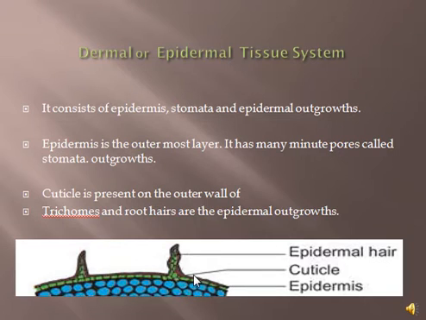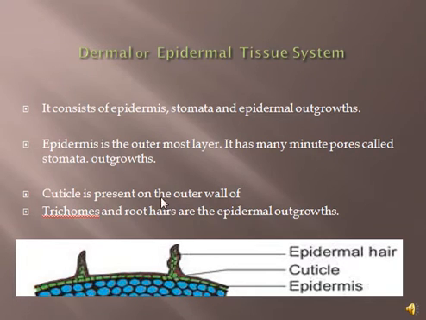The epidermis is covered by a wax-like covering. It is called cuticle. The cuticle prevents transpiration. We have already learned about cuticle in the topic transpiration. Epidermis consists of epidermis, stomata and epidermal outgrowths. Epidermis is the outermost layer. It has minute openings called stomata.